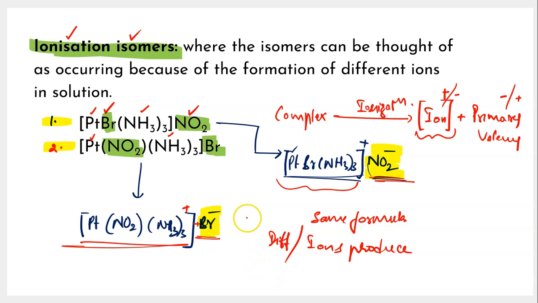In simple language, ionization isomerism is a phenomenon in which two complexes have the same molecular formula, but they will be having a difference with respect to the ions produced after ionization. If the ions produced are different, you call those two structures as ionization isomers. And keep one point in mind, it's not necessary that all the complexes exhibit ionization isomerism. There are some complexes which do not exhibit this isomerism.